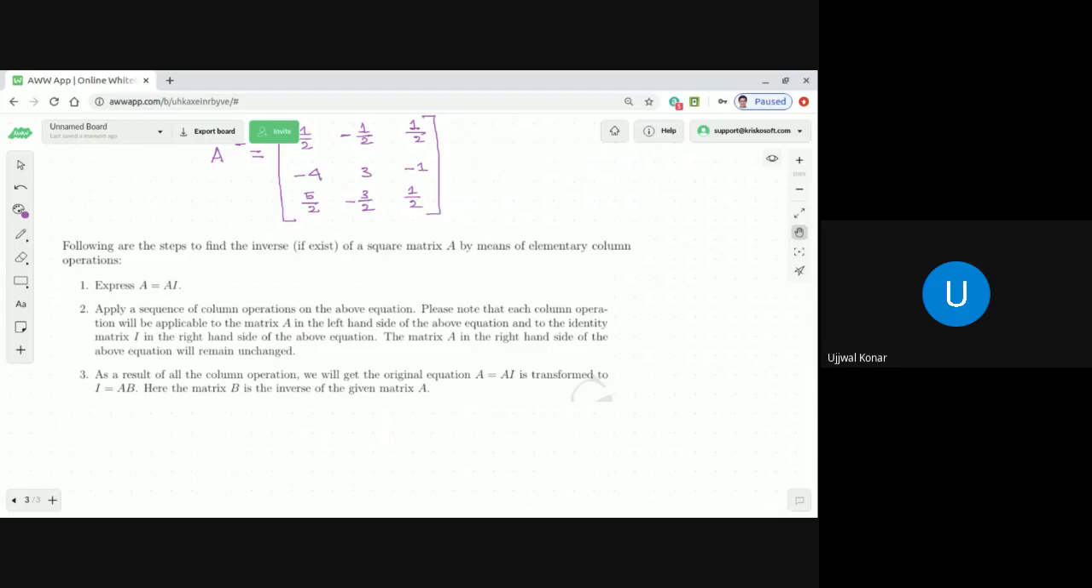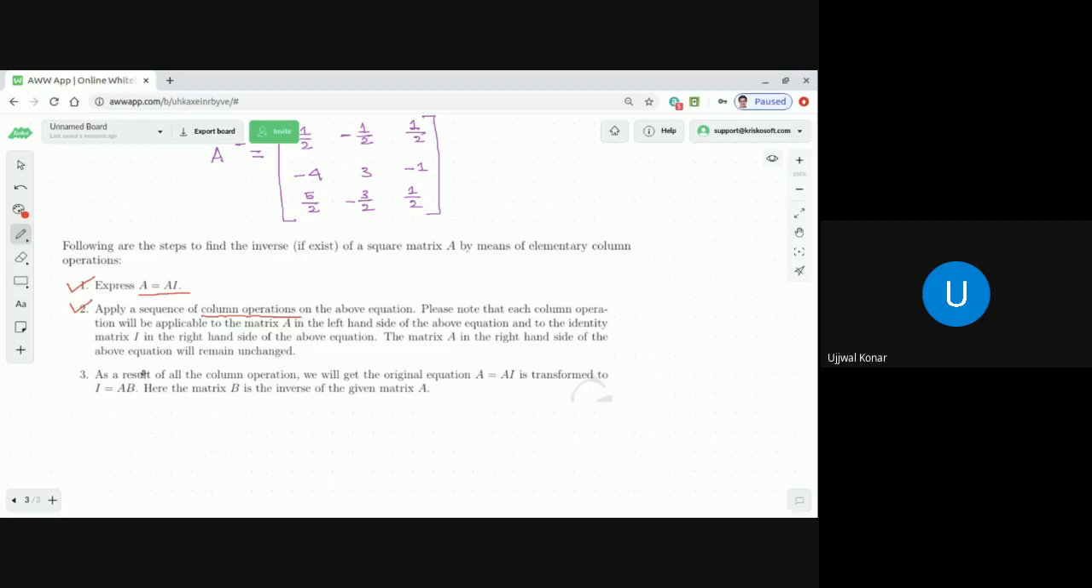Following are the steps to find the inverse, if it exists, of a square matrix A by means of elementary column operations. First is that express A is equal to A into I. Then the second step, dear students, is to apply a sequence of column operations on the above equation. What is the equation? A is equal to A into I. Please note that each column operation will be applicable to the matrix A in the left hand side of the above equation and to the identity matrix I in the right hand side of the above equation. The matrix A in the right hand side of the above equation will remain unchanged.